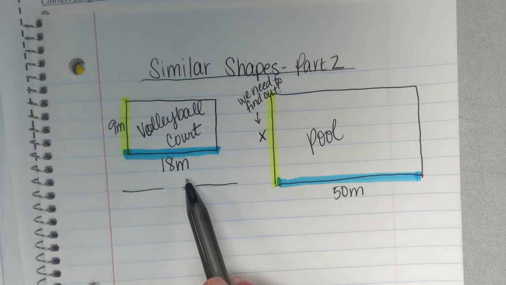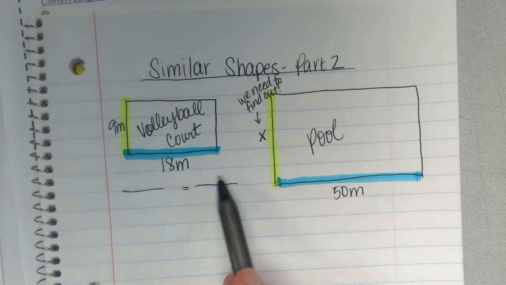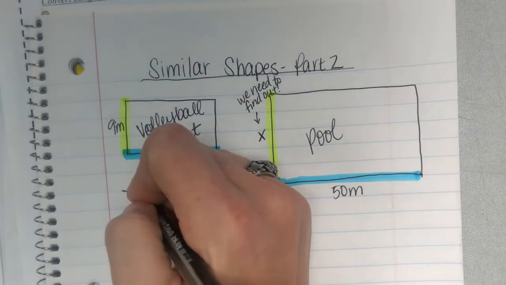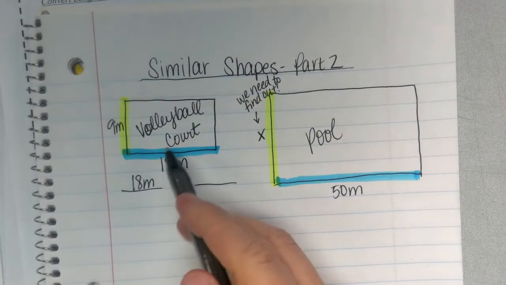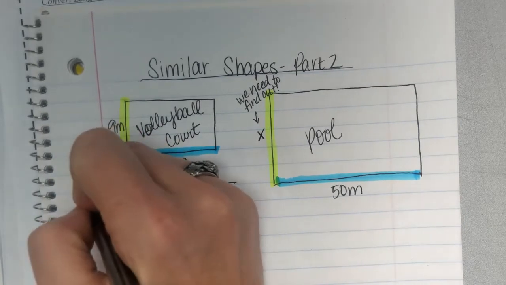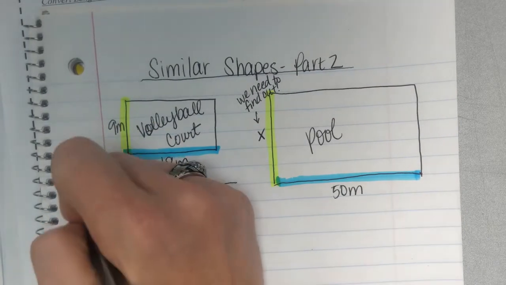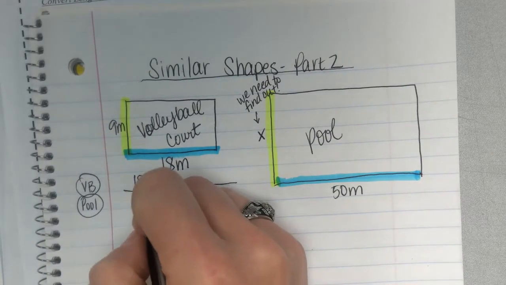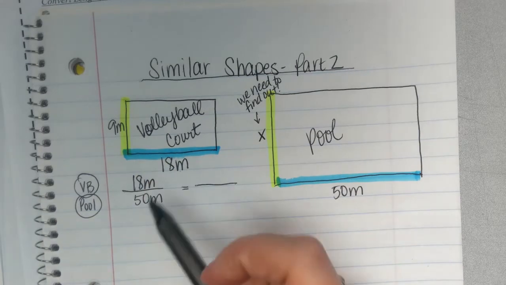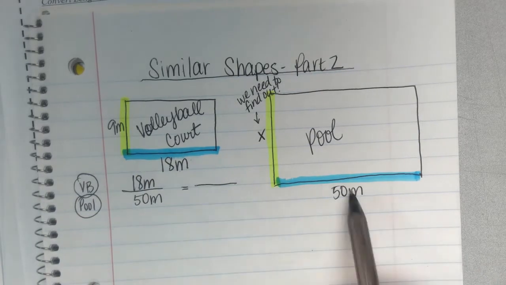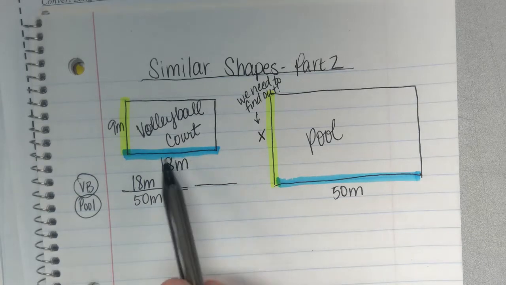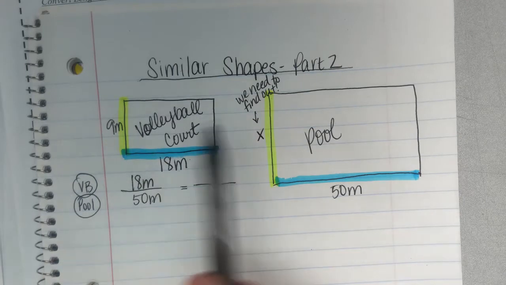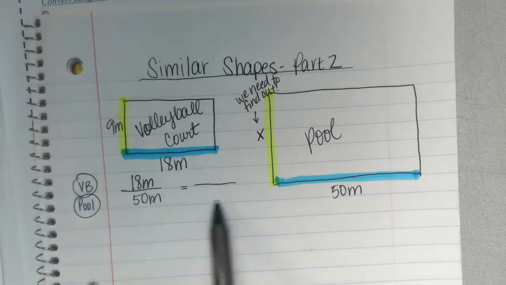So let's go ahead and set up what we do know. We do know that the side that's 18 meters over here on the volleyball, this is the volleyball, on the pool, it's 50 meters. That's the proportion there, 18 to 50. That's the ratio. So we can compare the other 2 sides in the other proportion.